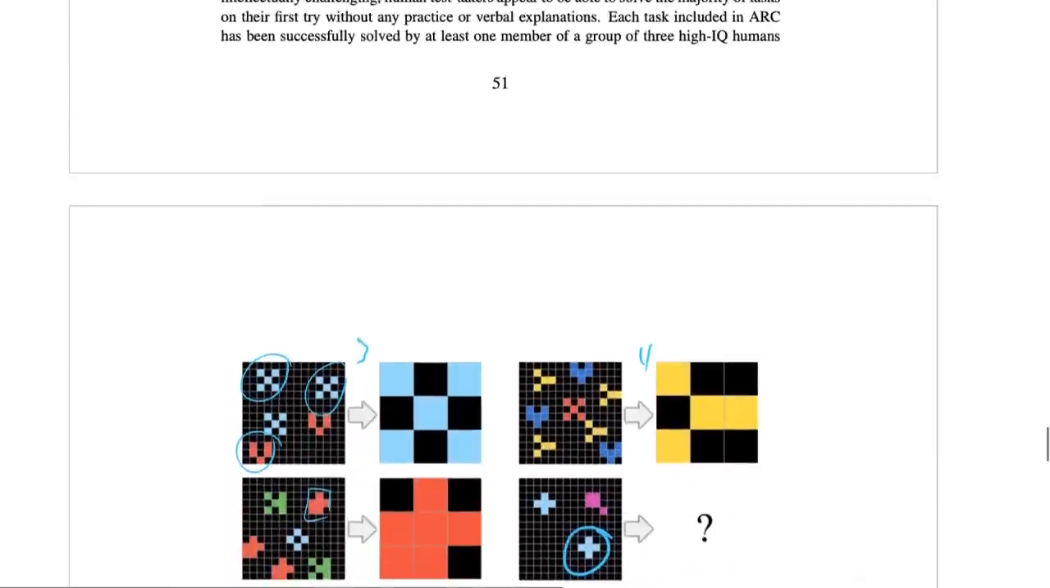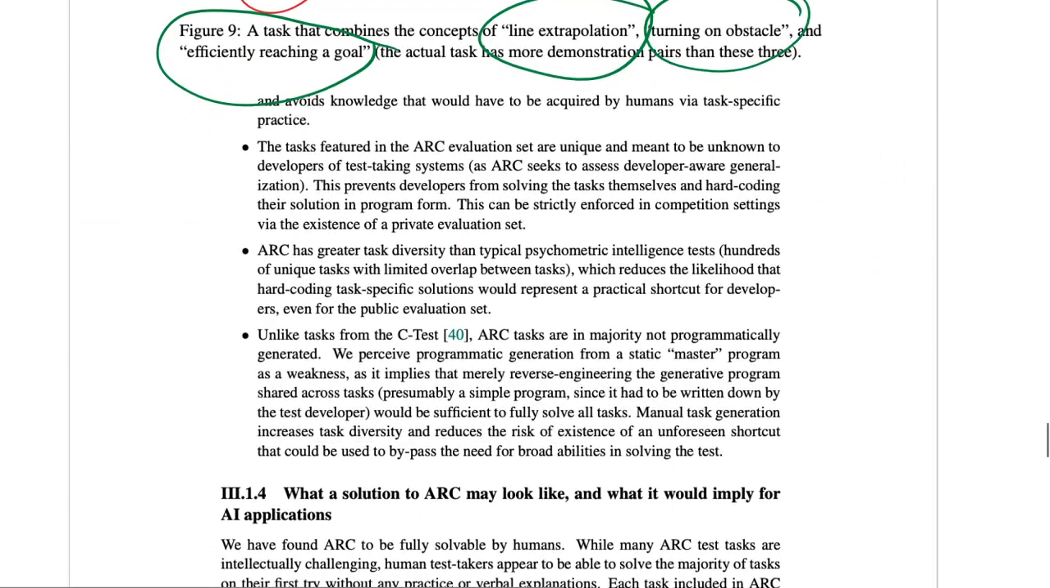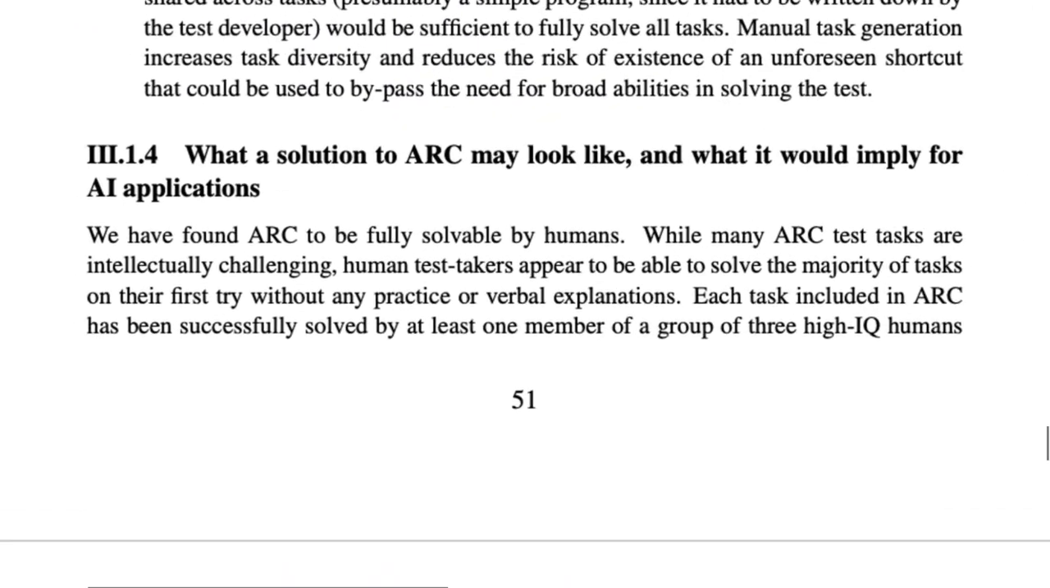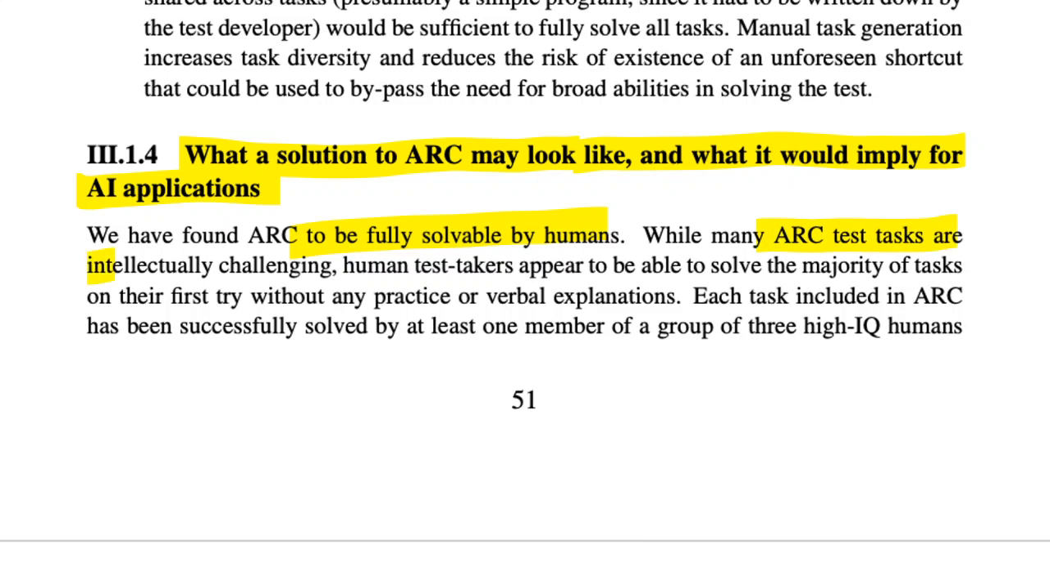Okay. They highlight some differentiations to standard psychometric tests, but what I find interesting here is what a solution to ARC may look like and what it would imply for AI applications. They say we have found ARC to be fully solvable by humans, so they've sat a human in front of every one of these tasks and it's solvable. While many ARC tasks are intellectually challenging, human test takers appear to be able to solve the majority of tasks on their first try without any practice or verbal explanations.